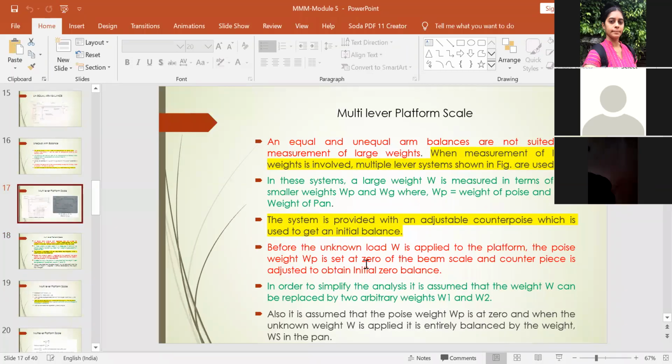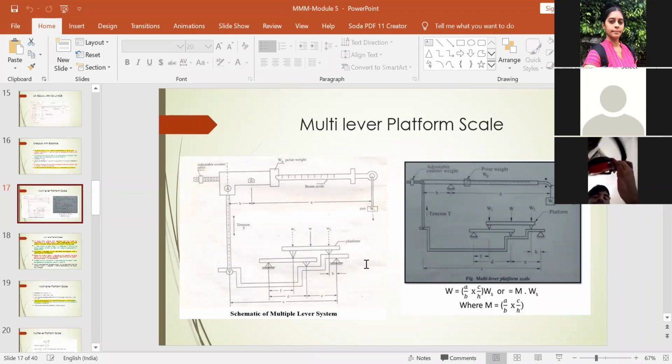So this is how a multi-lever platform scale looks like. Both the images are the same, only one is a little bit darker. I have just scanned it again and shown you.